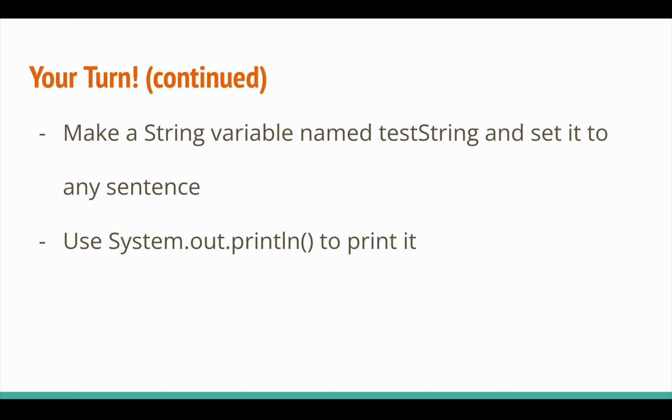After that, create a string variable named testString and set it to any sentence. After you create that variable, use the system.out.println to print the string variable testString. Pause and return once you've done.